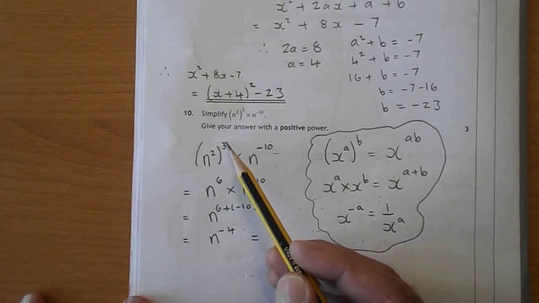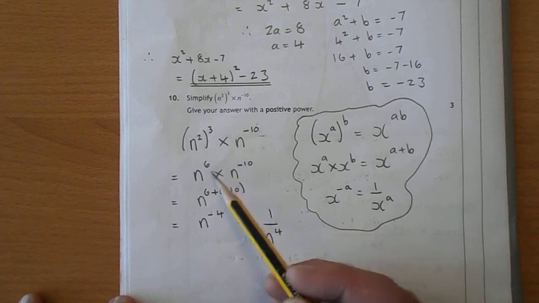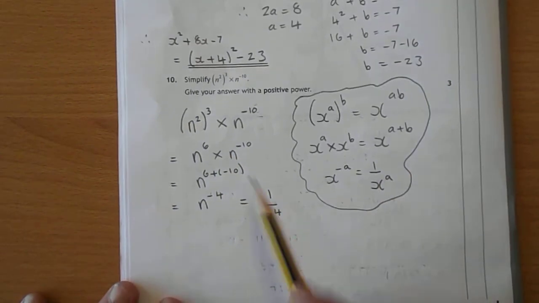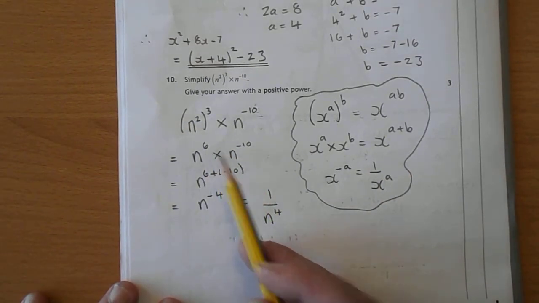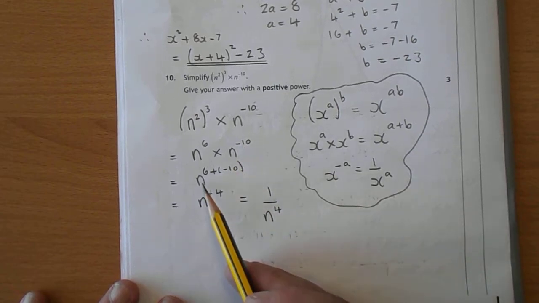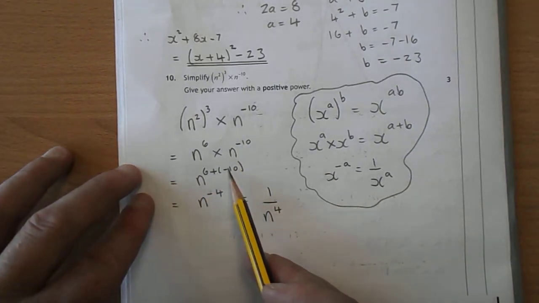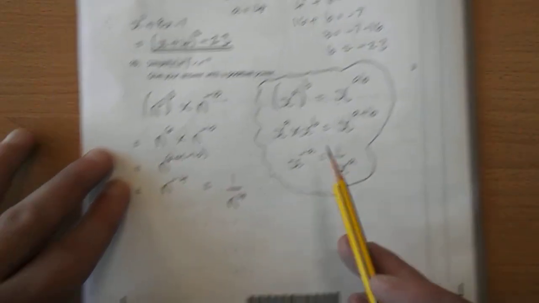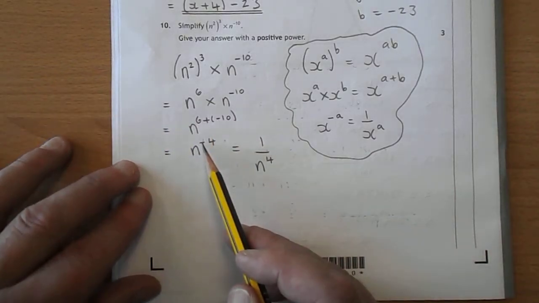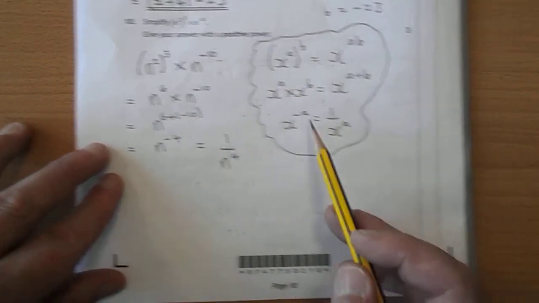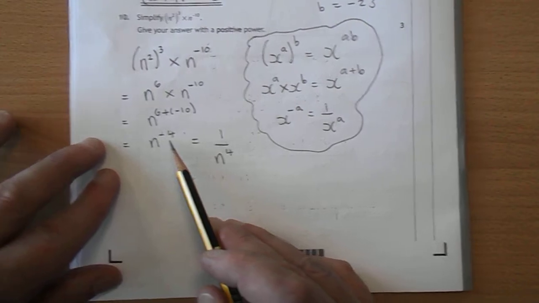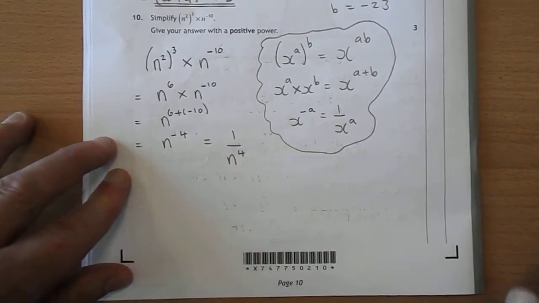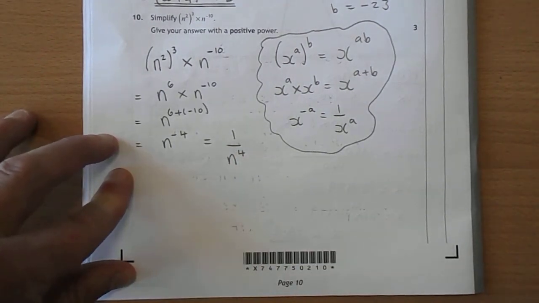N squared cubed is n to the 3 twos is 6. N to the 6 times n to the minus 10 is n to the power of 6 add minus 10. That's using this rule here. So that's n to the power of minus 4. And the very last rule, n to the power of minus 4 is 1 over n to the power of positive 4.